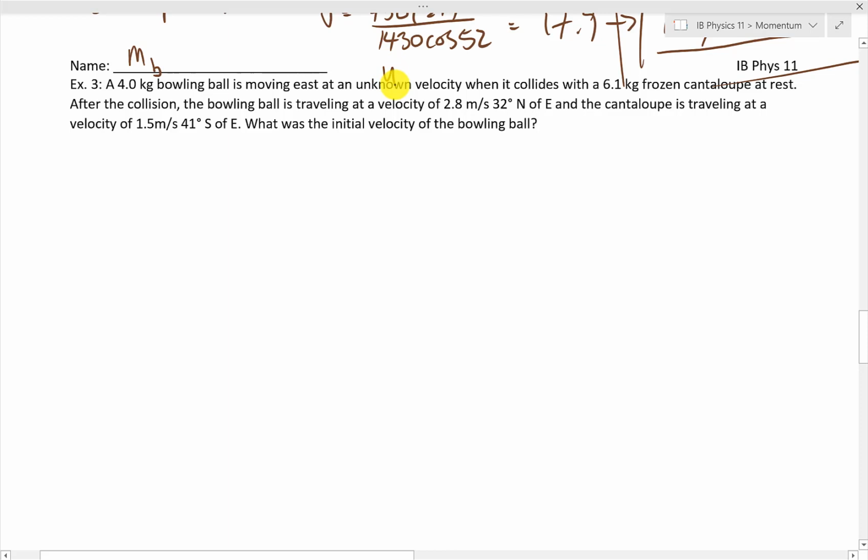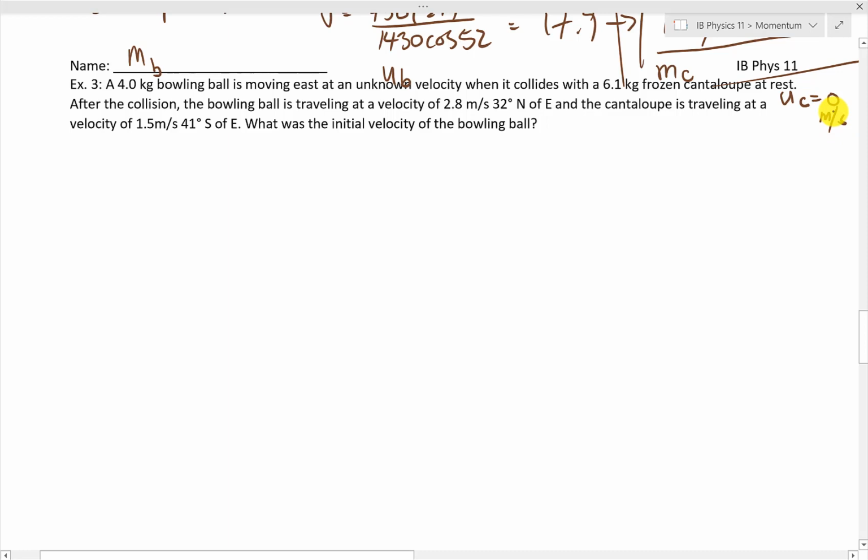It will collide with a 6.1 kilogram frozen cantaloupe, which I'm going to label MC. It's at rest. We like at rest. So that's UB. And this is going to be the initial velocity of the cantaloupe at the beginning, but it's 0 meters per second. We love 0 meters per second.